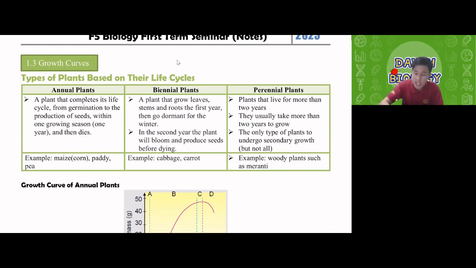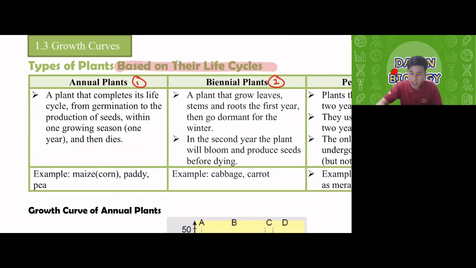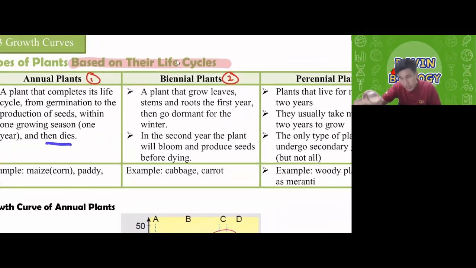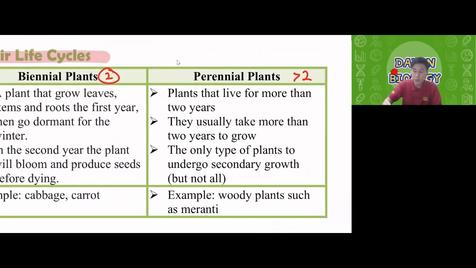If the question asks life cycle, or it's a growth curve question, then these are the three types: annual, biennial, perennial. Annual means 1, biennial means 2. Perennial does not mean 3, perennial means more than 2. Means 1 year, 2 years, more than 2 years. That is their lifespan. Annual means they only have a 1 year lifespan, so they grow within 1 year and then die. Biennial, 2 years. Perennial, they take more than 2 years to grow.